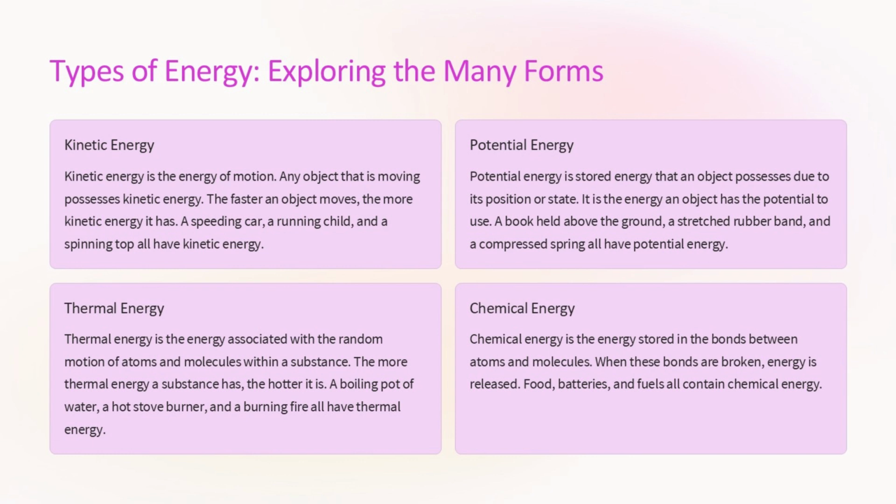Chemical energy is the energy stored in the bonds between atoms and molecules. When these bonds are broken, energy is released. Examples of things with chemical energy: food, batteries, fuels.